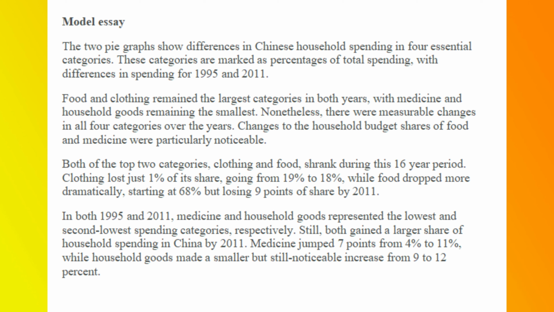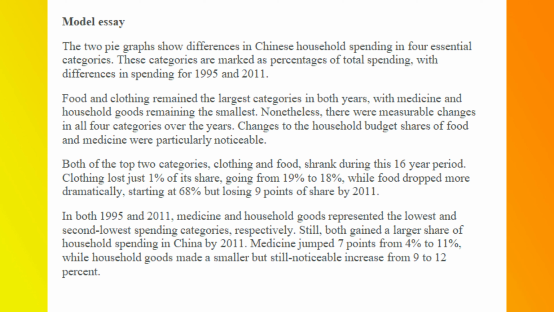Food and clothing remained the largest categories in both years, with medicine and household goods remaining the smallest. Nonetheless, there were measurable changes in all 4 categories over the years. Changes to the household budget shares of food and medicine were particularly noticeable. Both of the top 2 categories, clothing and food, shrank during this 16-year period.